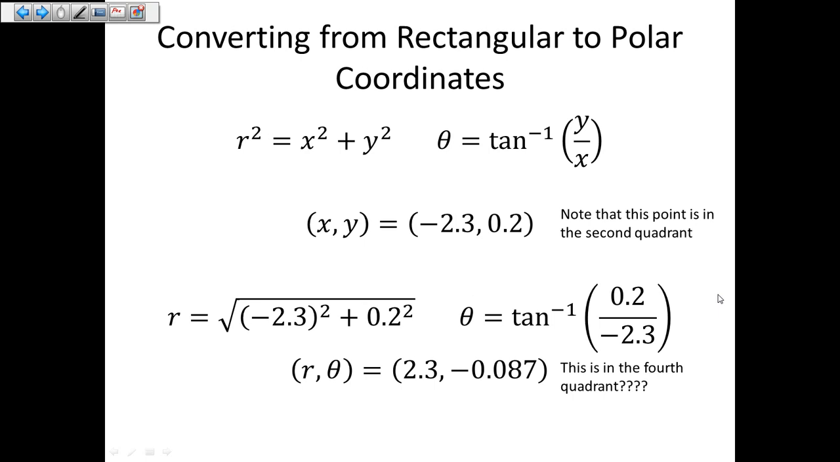So r is 2.3. Now, this is a coincidence. Don't think that these numbers are always the same. This is absolutely totally a coincidence. Okay? It really has to do with the fact that this is so small.